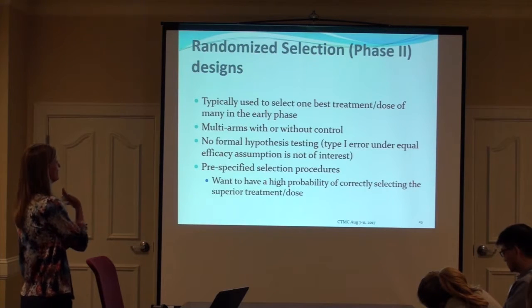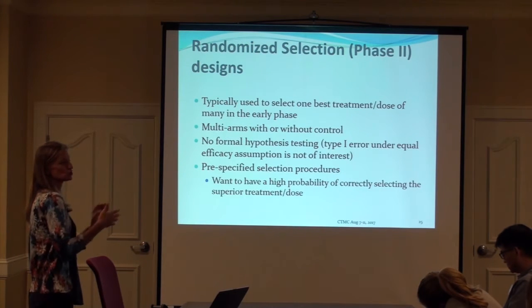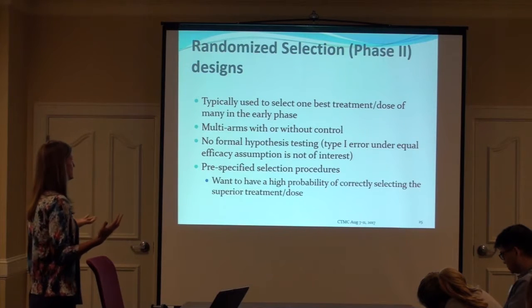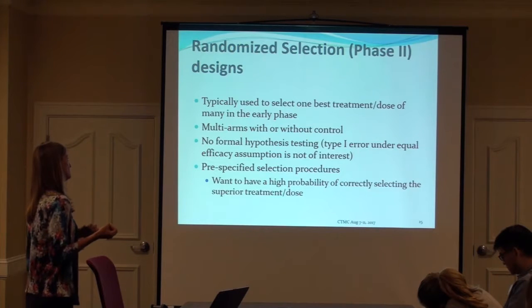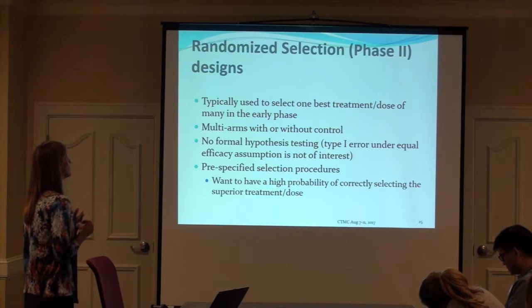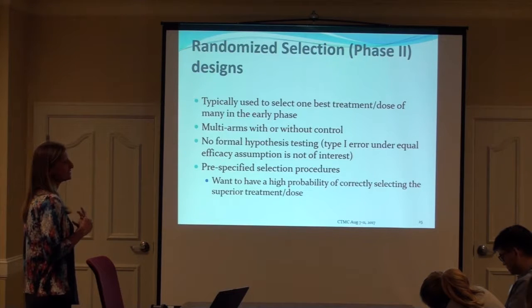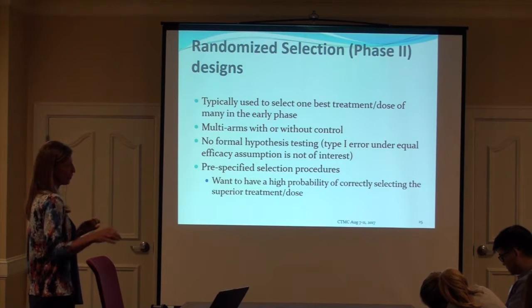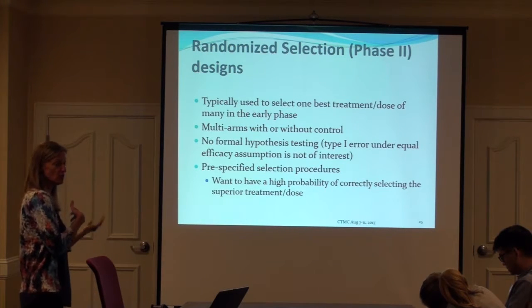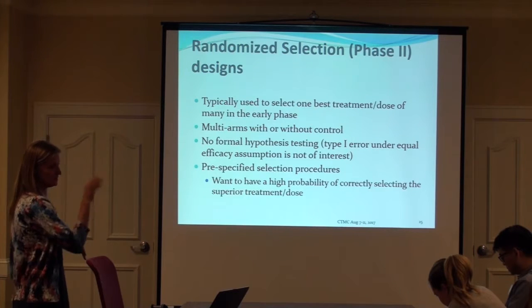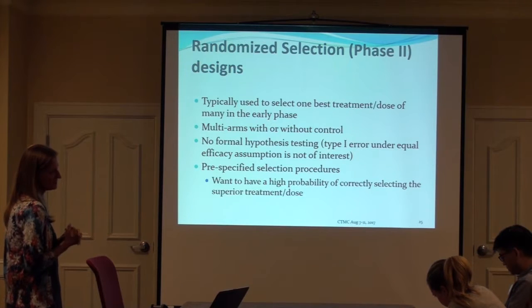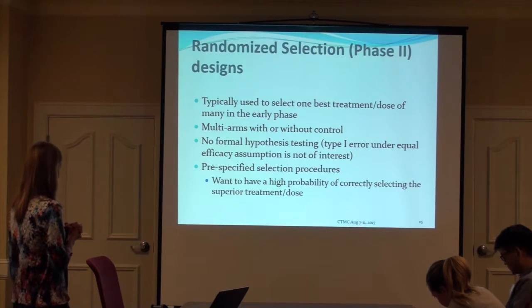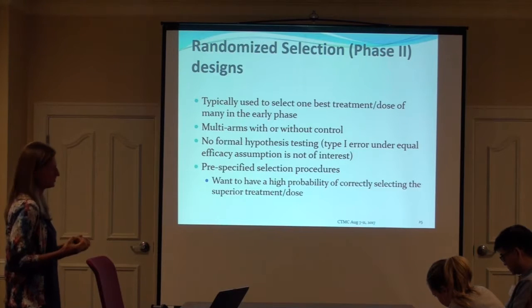So you're selecting. You might have multiple doses, you might have multiple treatments, it's going to depend on whatever you're examining, and you want to figure out what is the best treatment that I should be moving forward to the pivotal stage, okay? Your randomized selection design does not necessarily have to have a control arm. Again, it's going to depend on the questions you're trying to answer before going to the pivotal setting, but you could do it with a control arm or just have these active arms, and you're going to choose which one's looking best. As I mentioned, there's no formal hypothesis testing, so we're not worried about those error rates. Okay, but you do have to predefine your selection procedure.